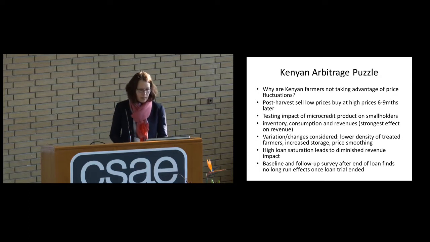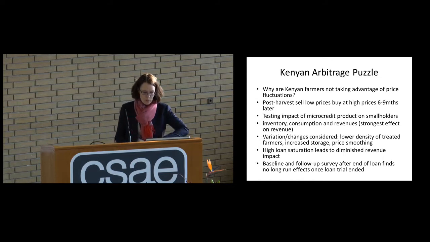In terms of the summary, what was nice to see was this testing of a microcredit product on a specific group of farmers, smallholders, and then the impact across inventory, consumption, and revenue. So getting that range of impact and looking at the potential for variation coming through, also in terms of the density, high density, low density. So it was a very nice cross-section of the types of potential effects.